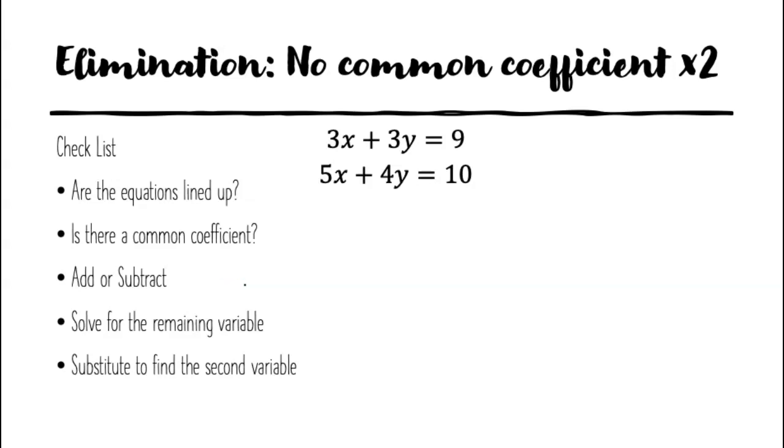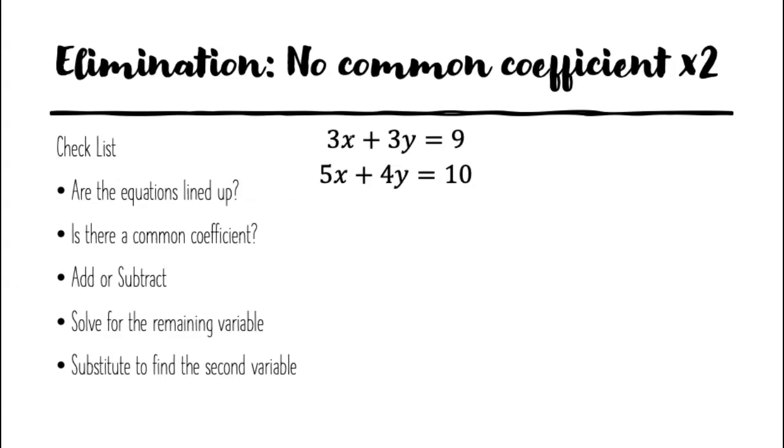Welcome back. In this video, we're going to continue that conversation of what do we do with elimination when it's not just like, oh, I can just cancel here, or I can subtract or add here. So are the equations lined up is always the first step. I have 3x over 5x, that's fine. 3y over 4y, that's fine. Equals over equals, and constant over constant. We are lined up. So then I'm going to look for common coefficients.